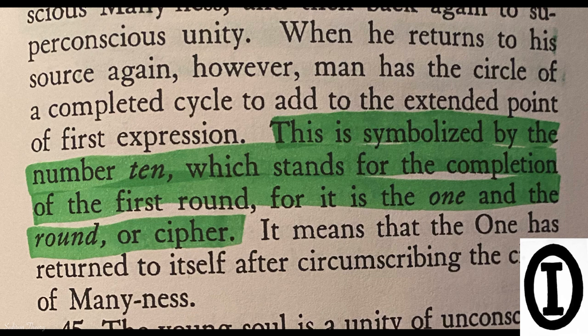When he returns to his source again, however, man has the circle of a completed cycle to add to the extended point of first expression. This is symbolized by the number 10, which stands for the completion of the first round, for it is the one and the round, or cipher. It means that the one has returned to itself after circumscribing the circle of manyness.